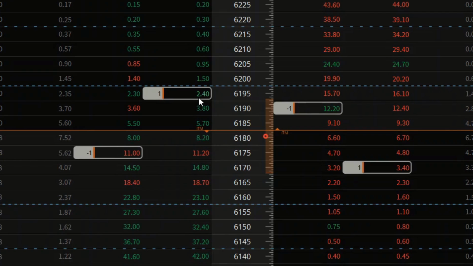So on the call side, I sold the 175 and bought the 195. So this is 20 wide. I got a big credit. And at the time, SPX was trading basically right in the middle. And then I sold a 6190 put spread, which is also 20 points wide. So it's basically an overlapping iron fly.